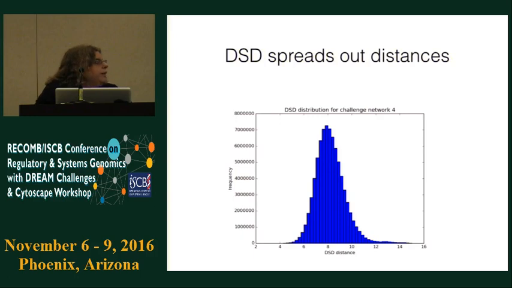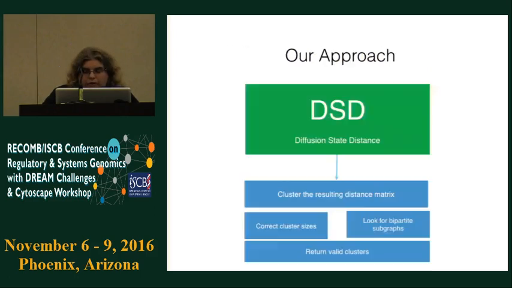And lo and behold, we get this beautiful histogram. This is for Challenge Network 4, the one we did the best on, according to Daniel's measurements, where it spreads out the distances in this really smooth and beautiful way. And what that allows us to do is, instead of in the shortest path work, where we have all these ties, right? We have all the things that are of distance 1. Here we can talk about the first closest neighbor, second closest neighbor, third closest neighbor. And in fact, we applied this to function prediction in yeast at first, and that was just hugely helpful.